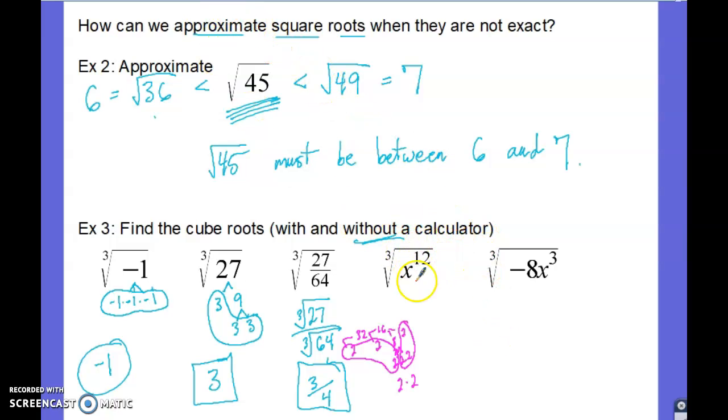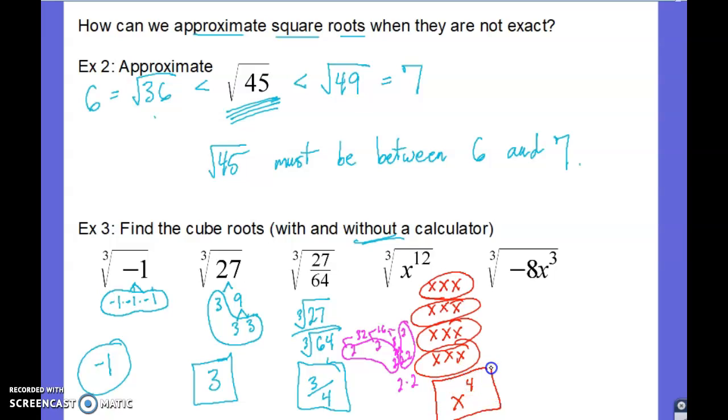But this is even more reason why I like explaining the groups of 3, because if you wrote out all 12 of those x's and you found groups of 3, 1, 2, 3, there are 4 groups of 3, so this answer should be x to the 4th. But my statement still holds from before, that you can look at your index and do the exponent divided by the index. 12 divided by 3 is 4 to get that answer.